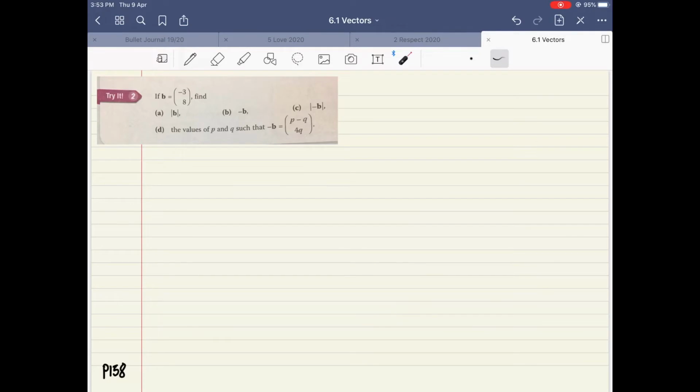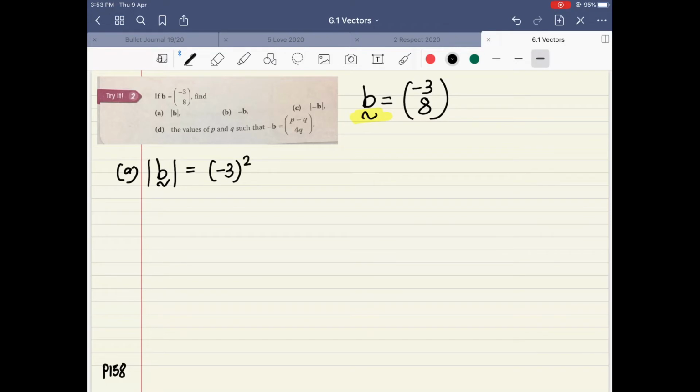Now I'm going to look at page 158 and we will look at Try It 2. First and foremost, they will talk about the vector B. If I were to rewrite the question, the vector B is equal to negative 3 and 8. Notice that I purposely rewrote the question so that you take note of the squiggly line here to denote that B is a vector. The first part here is this. They want us to find the magnitude of vector B. So in this case, I'll say that the magnitude of vector B is equal to the square root of negative 3 squared plus 8 squared.